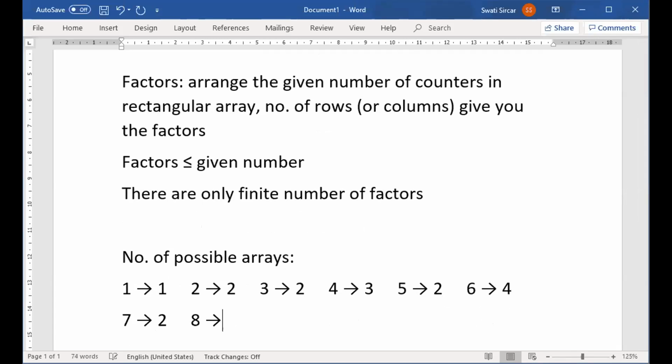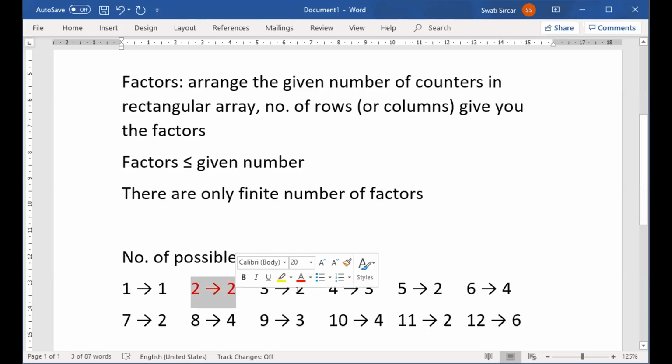For 7, 2. For 8, 4. For 9, 3. For 10, 4. For 11, 2. For 12, 6.